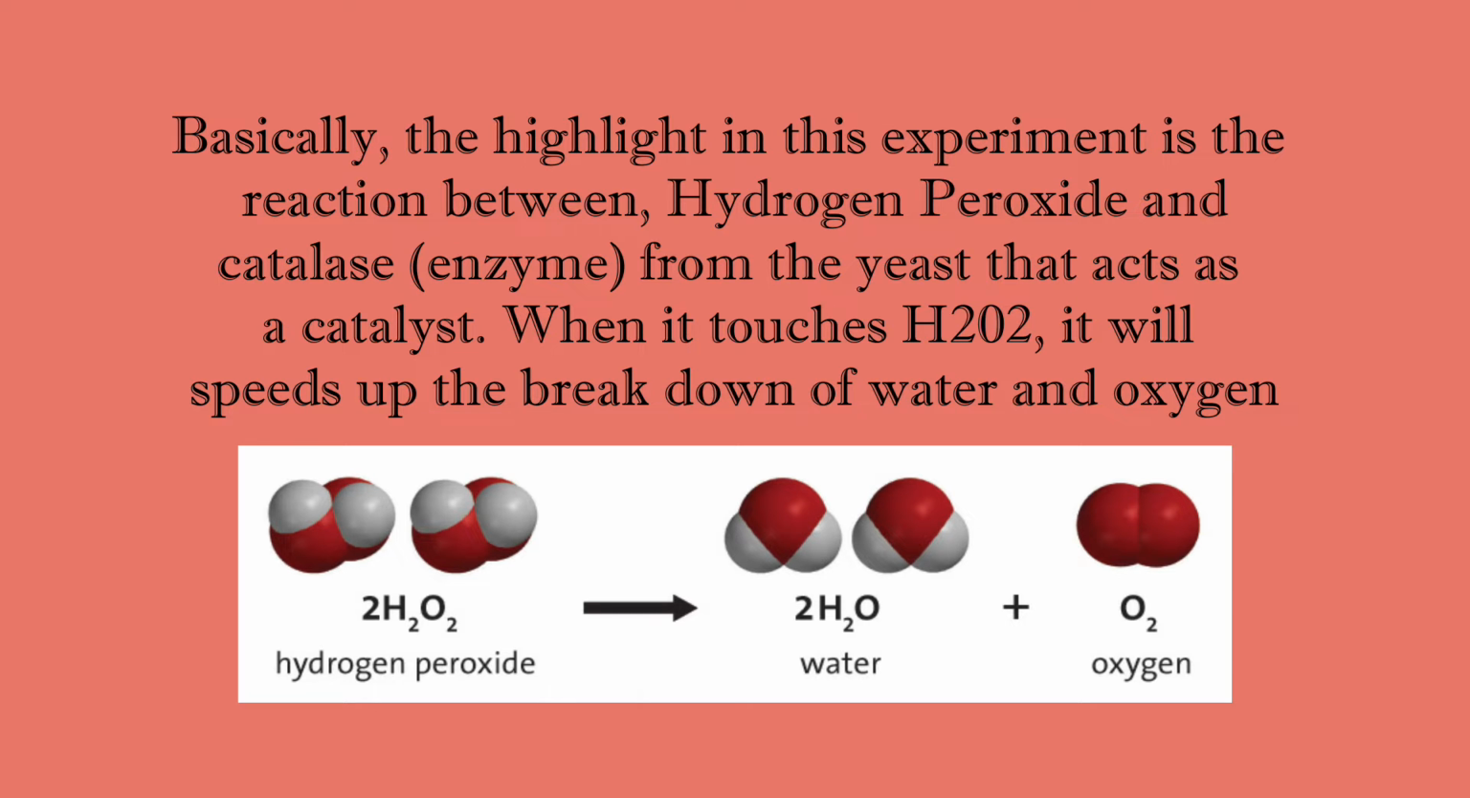Catalase is present in almost all living things that are exposed to oxygen, and it helps them break down naturally occurring hydrogen peroxide. This means that if you mix yeast with hydrogen peroxide, the hydrogen peroxide will rapidly break down into water and oxygen gas. The oxygen gas forms bubbles.